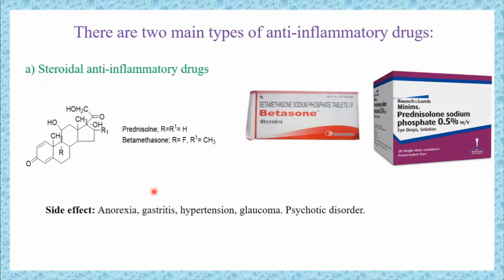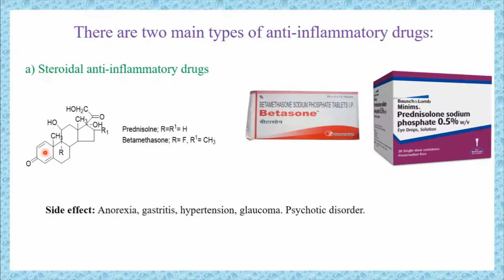Prednisolone and betamethasone are modified steroids having an additional double bond at C1 and C2. Due to the presence of this double bond, the anti-inflammatory activity is increased by 3 to 5%. Prednisolone acetate is used as an intermediate acting drug.